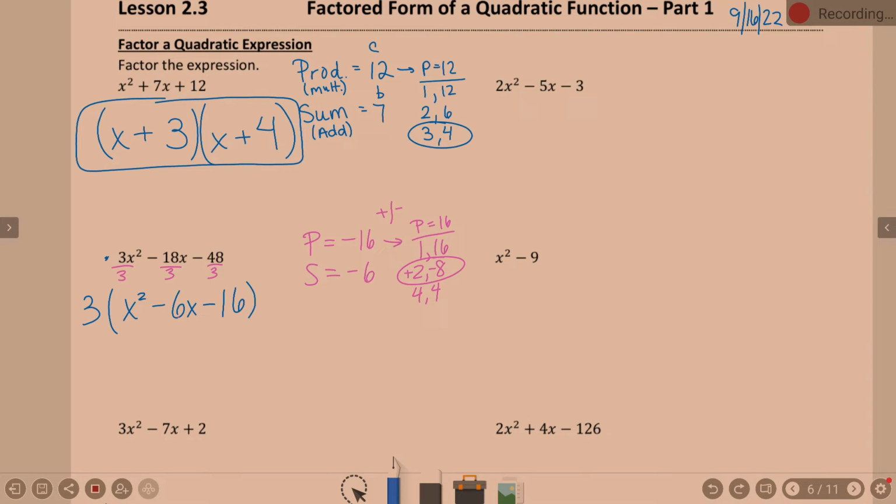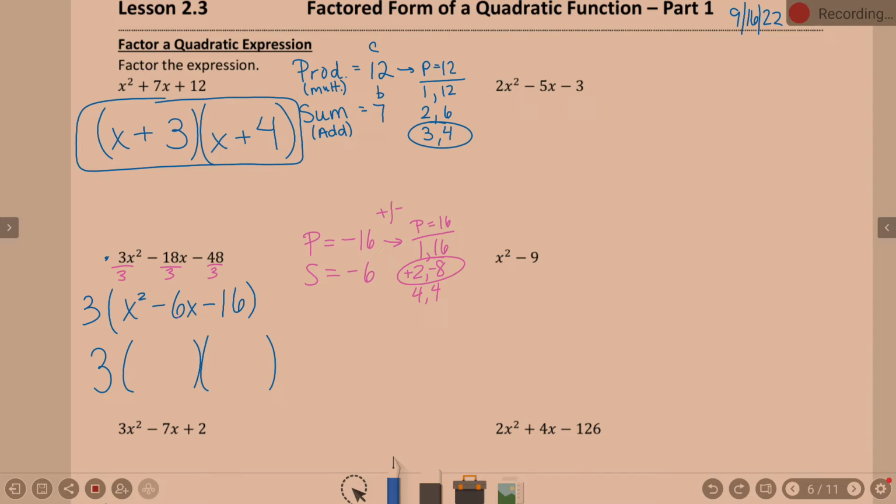Do I need this 3? Yes. We're factoring. We need all pieces. You don't want to lose any pieces. So I'm going to carry the 3 down. And then I'm going to have my 2 parentheses, yes?